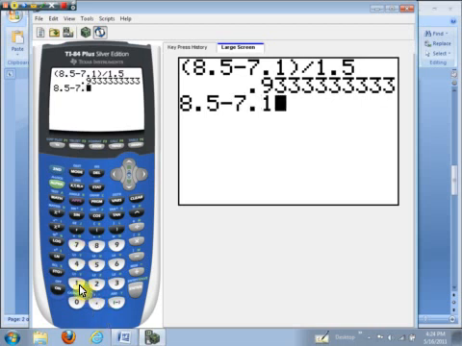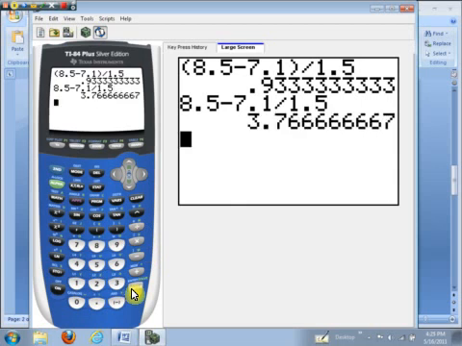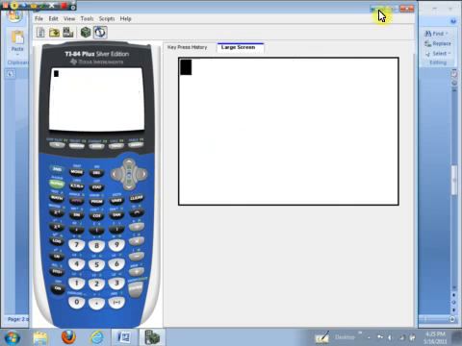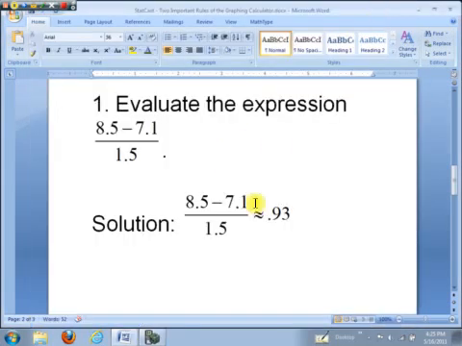I normally don't like to show you how not to do things, but notice here if we don't have the parentheses in, we're taking the first term and then subtracting off the fraction here, 7.1 divided by 1.5, so that's why we get the wrong answer for that. So we want to make sure we include the numerator in parentheses if we have more than one term.